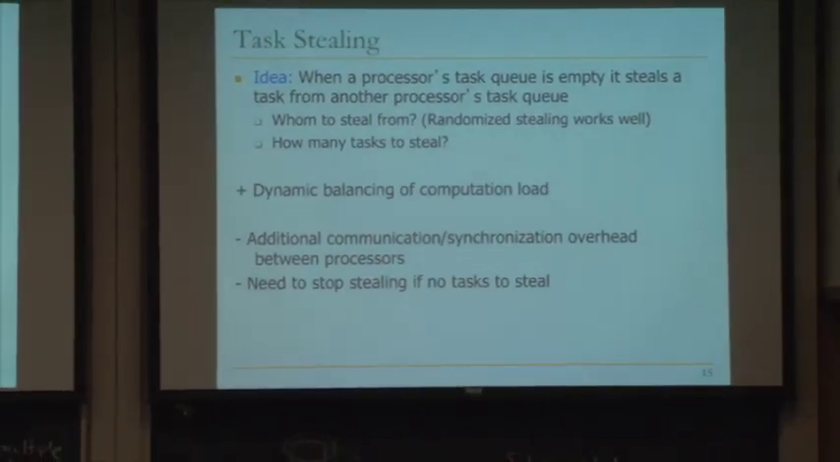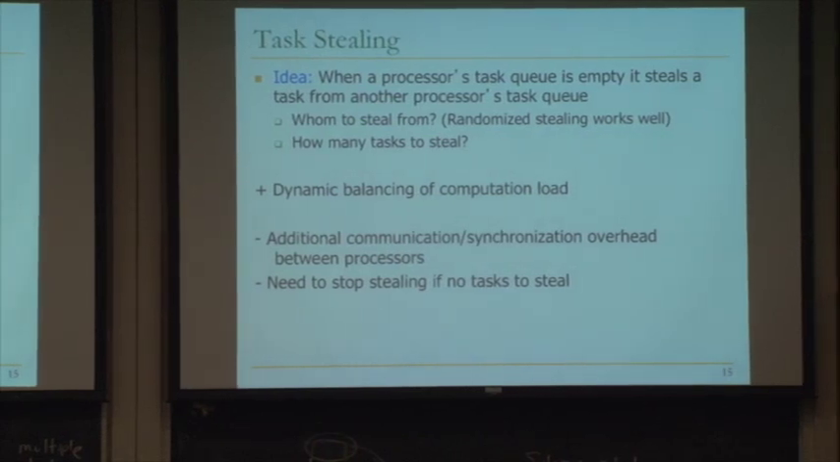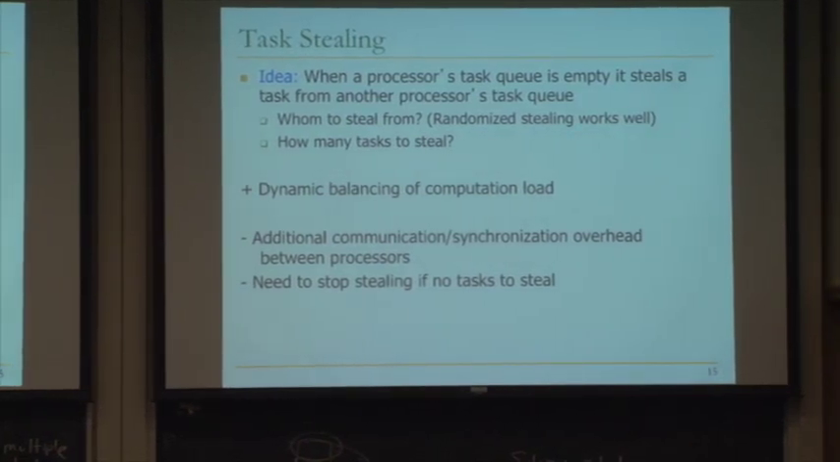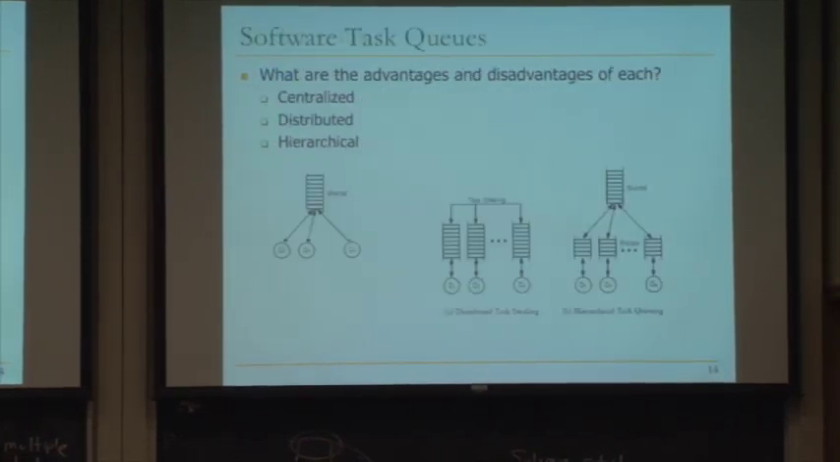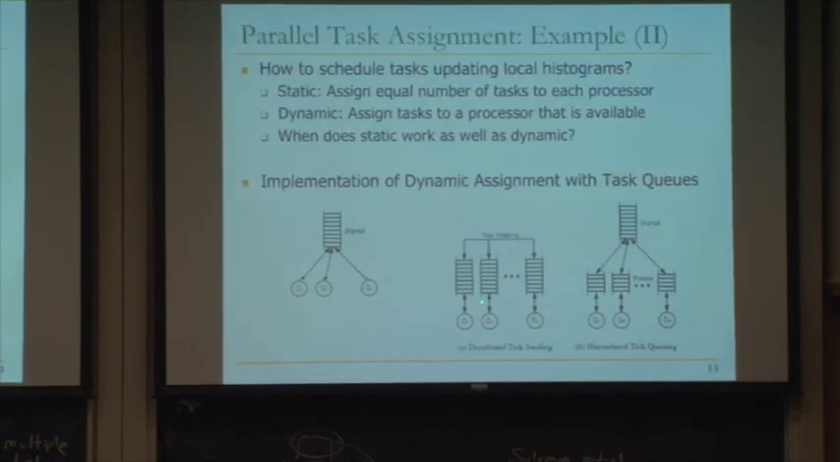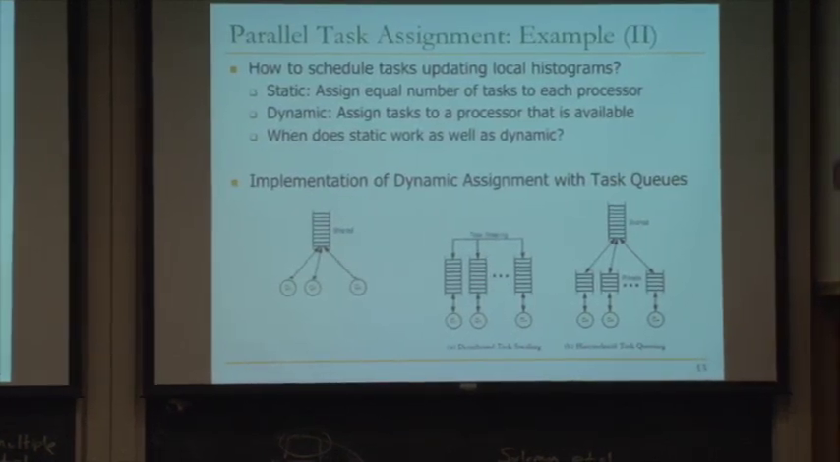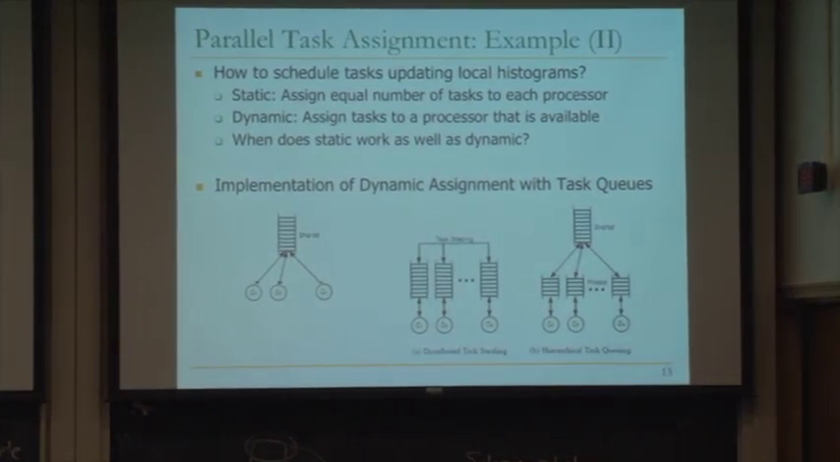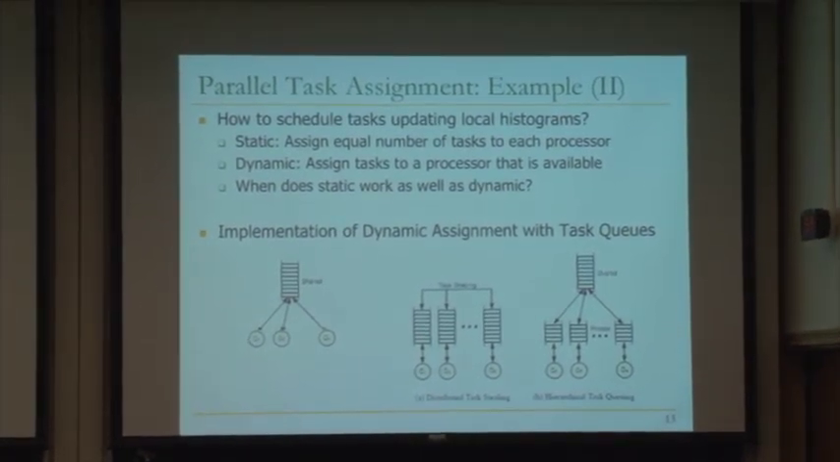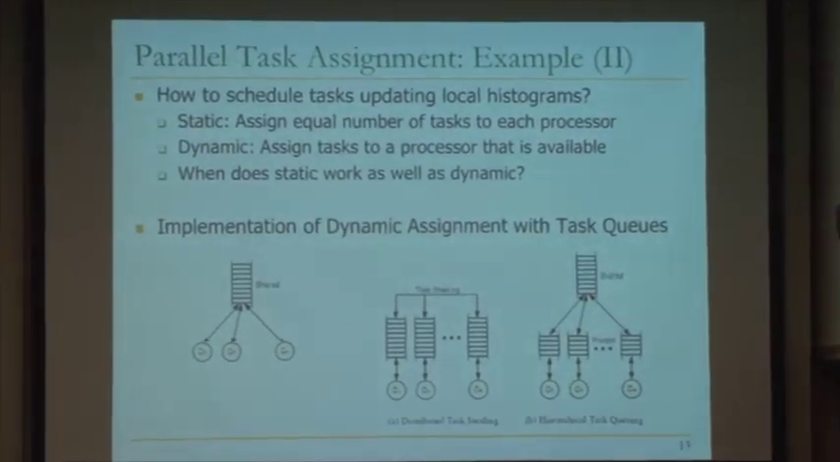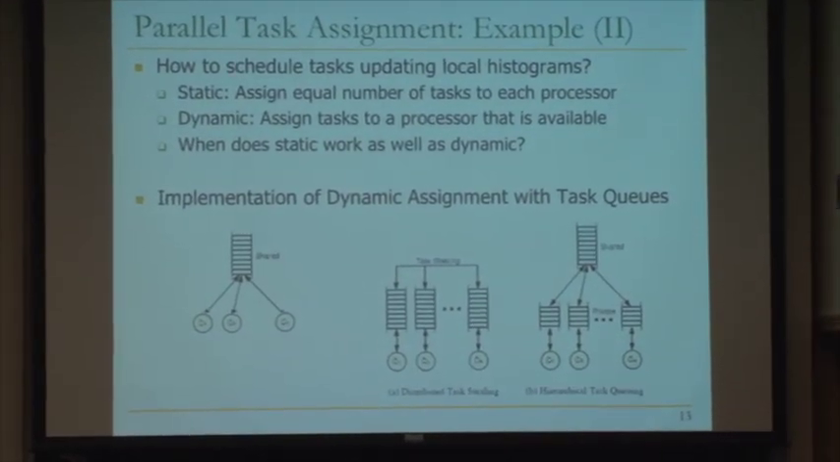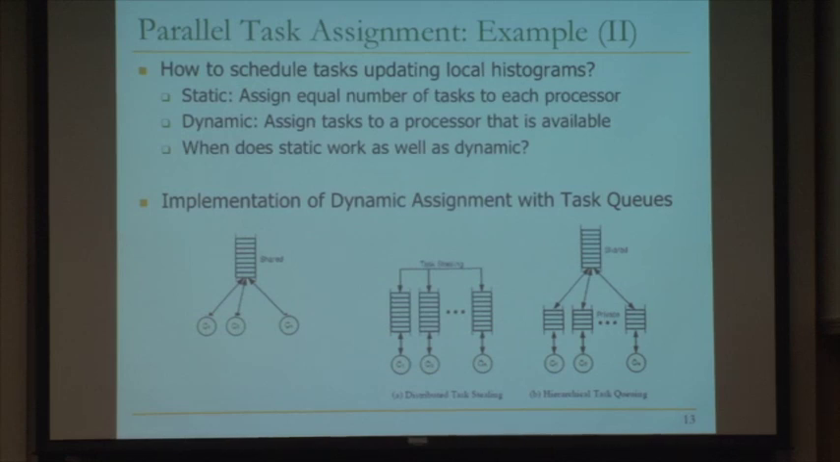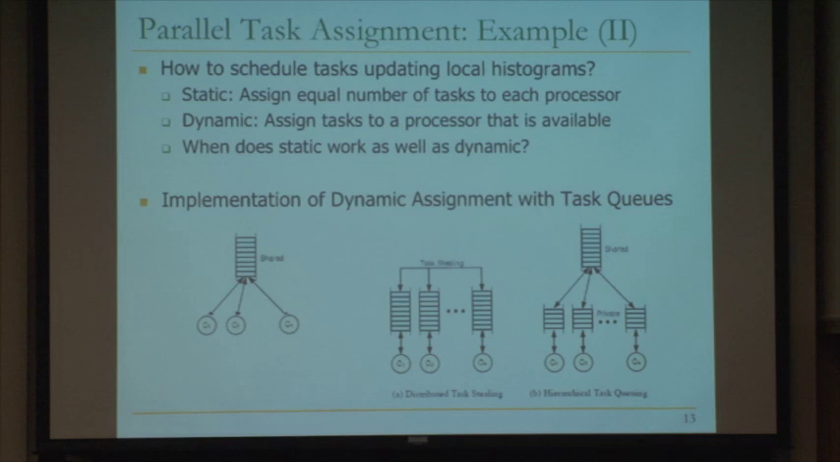Of course, now you have choices, right? Who do you steal from? First of all, you don't even know whose queue is not empty, right? And you don't even know what the load balance is. You could keep track of it globally, but then there's another overhead associated with it. Now you need to check that data structure where you keep track of how many tasks are in each queue, right? And what is that overhead?